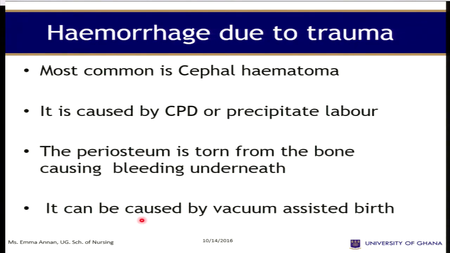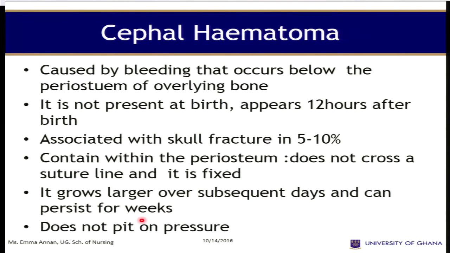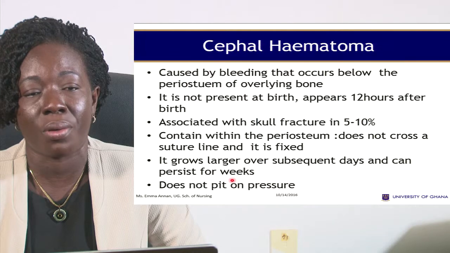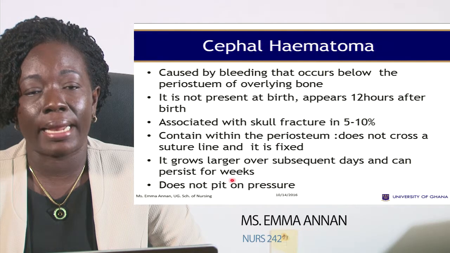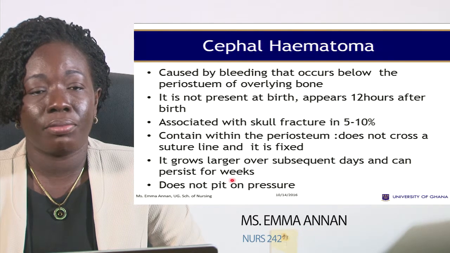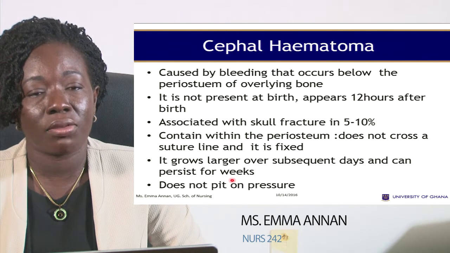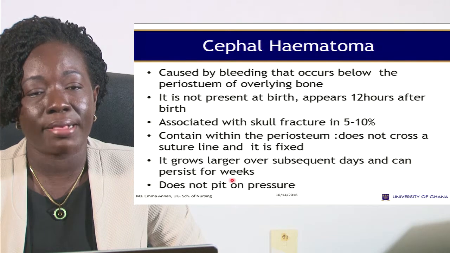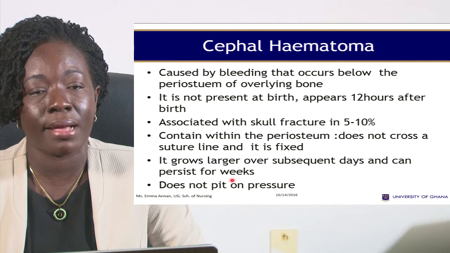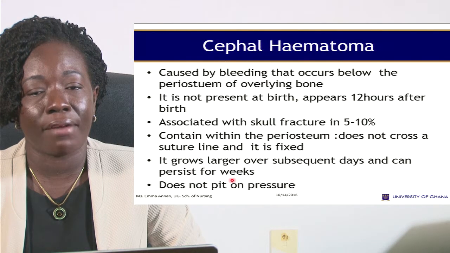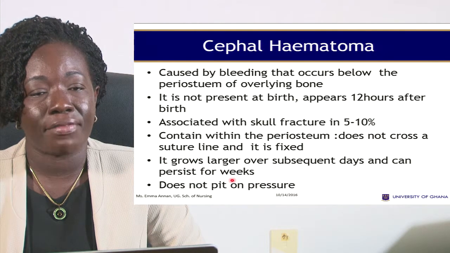It can be caused by vacuum assisted birth. It's caused by bleeding that occurs below the periosteum of the underlying bone. It is usually not present at birth, unlike the caput, which is present at birth. You see it appearing after 12 hours after birth.